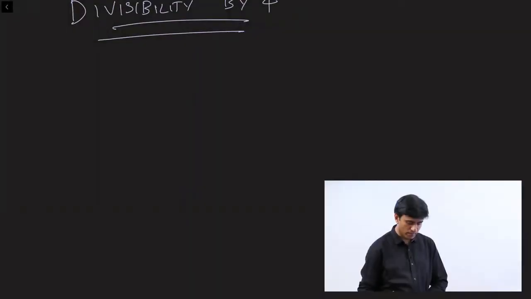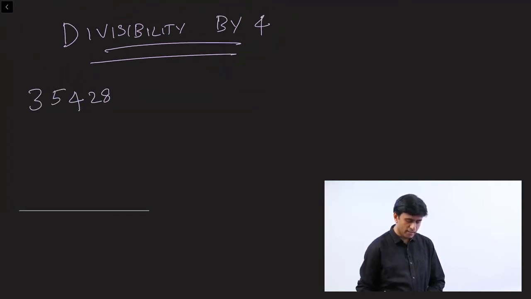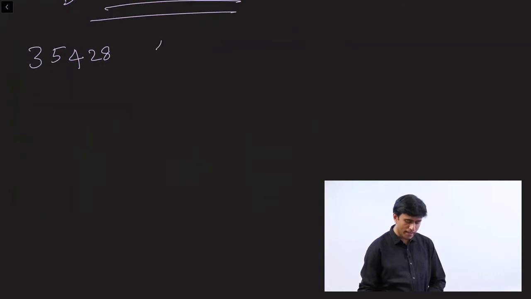Divisibility by 4. Let's take an example. 35428. Is this number divisible by 4? To see if a number is divisible by 4, you have to check the last two digits. That is the ones place and the tens place.